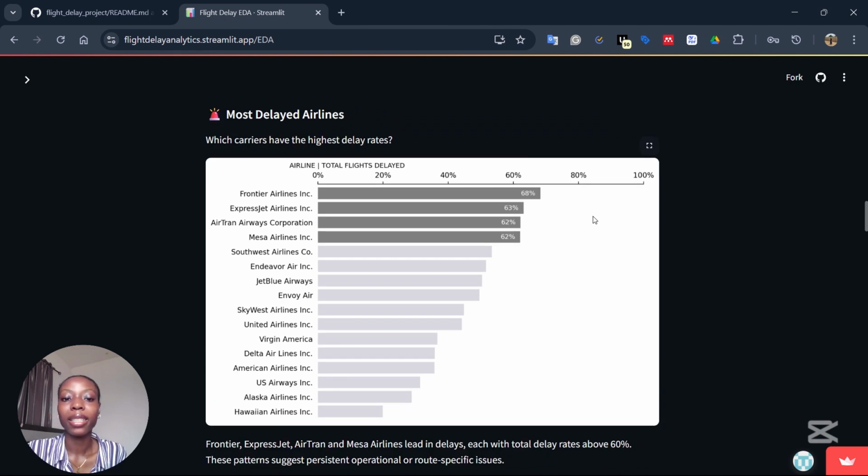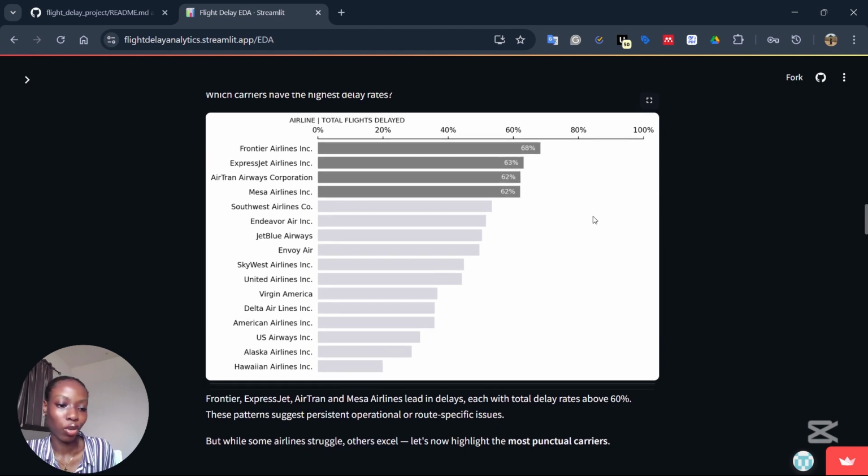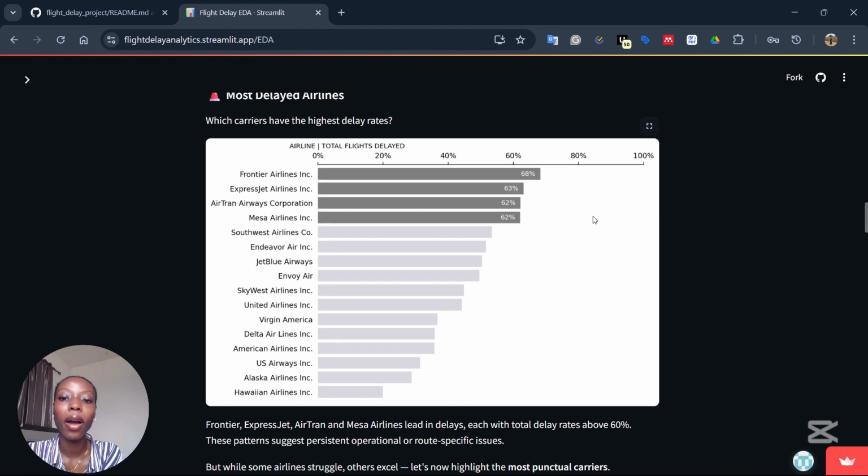So which carriers have the highest delay rates, you would ask? From the chart, we can see that Frontier Airlines, ExpressJet Airlines, AirTran Airways Corporation, and Mesa Airlines lead in delays with total delay rates above 60%. This pattern suggests persistent operational or route-specific issues. But while some airlines struggle, others excel. Let's now highlight the most punctual carriers.